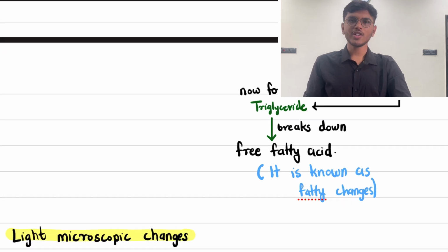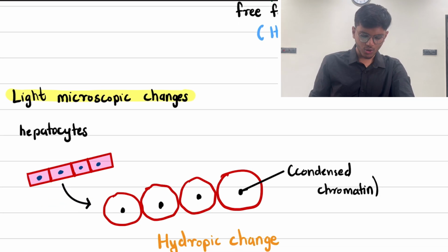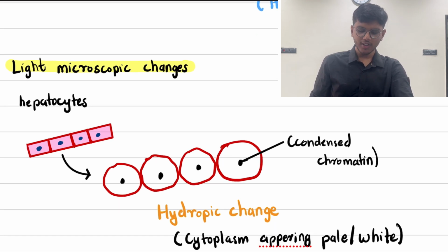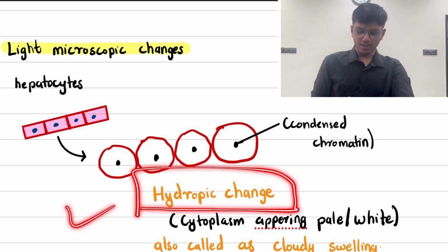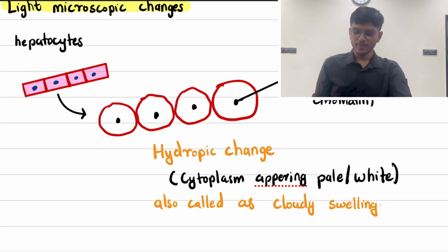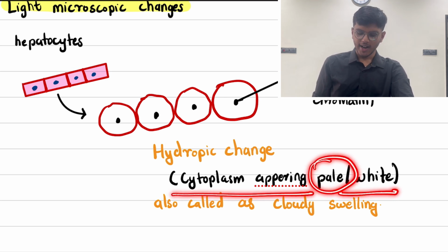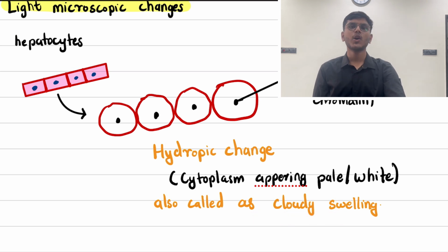Now the second change is light microscopic change. Light microscopic change is the change which we see under the microscope. So this includes hepatocytes. These are normal hepatocytes. After damage, the change is known as hydropic change. In hydropic change, the cytoplasm appears pale or white, and this gives the appearance of a cloud. Therefore, it is also called cloudy swelling.